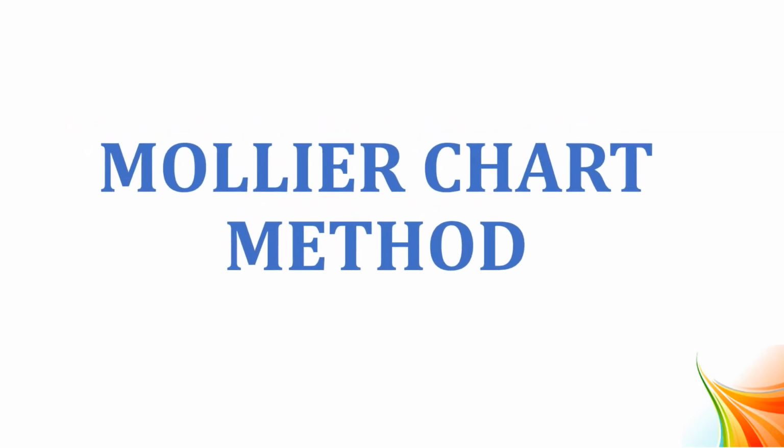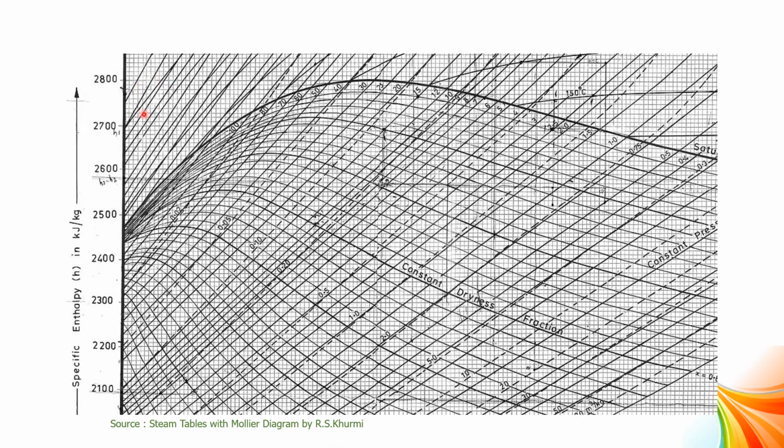Now we can solve this problem using the Mollier chart. See, this is the Mollier diagram, which is the graphical representation of the steam table. In the Mollier diagram, the x-axis represents specific entropy in kilojoule per kilogram Kelvin, and the y-axis represents specific enthalpy in kilojoule per kilogram.